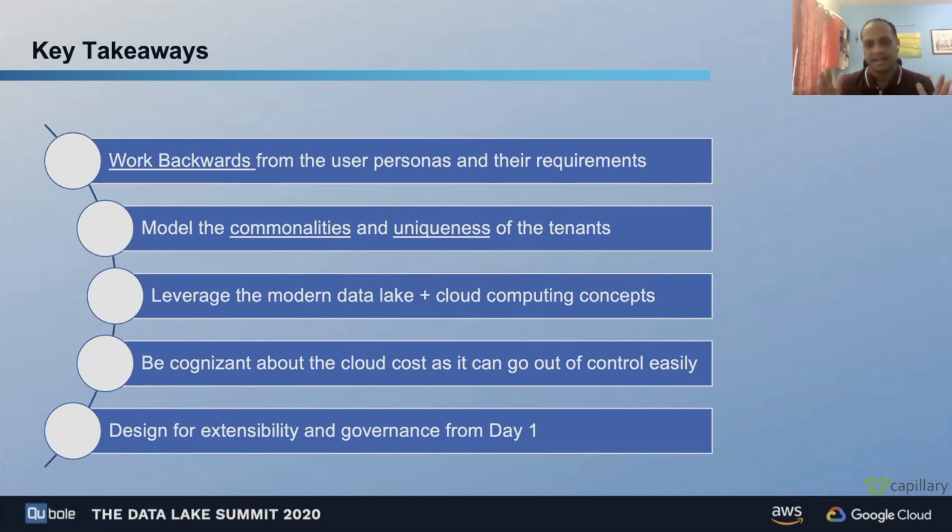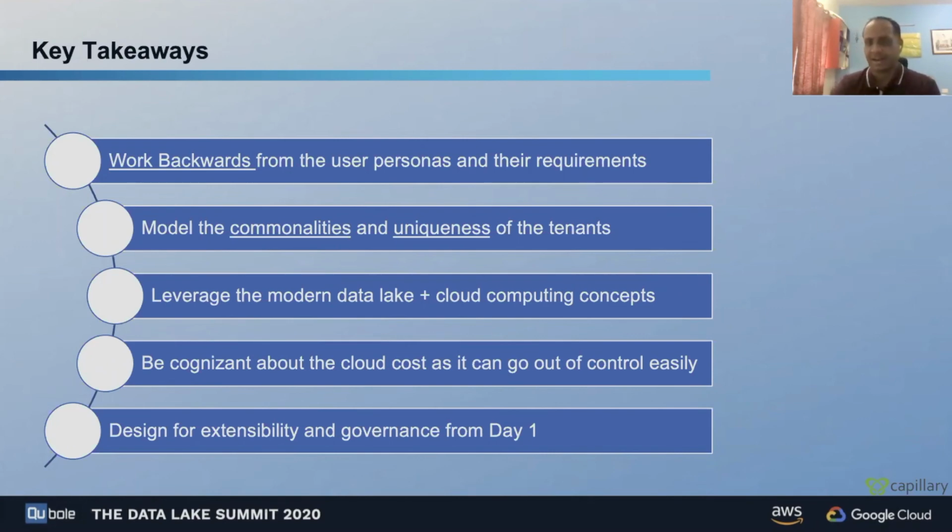Model commonalities and uniqueness of the tenant. The commonalities help you define the multi-tenant platform in a minimum specification way. So a responsibility of the platform is to address all the commonalities in the minimum specifications. And that's what commonality is about. The uniqueness is how each tenant differs from each other. So understanding the commonalities and uniqueness helps you define the data lake really well.